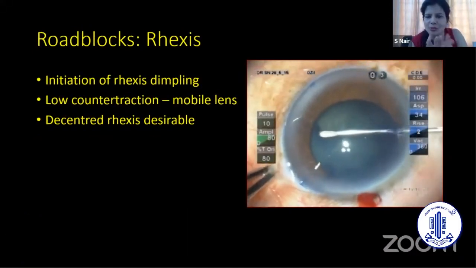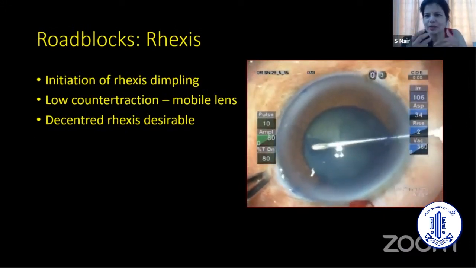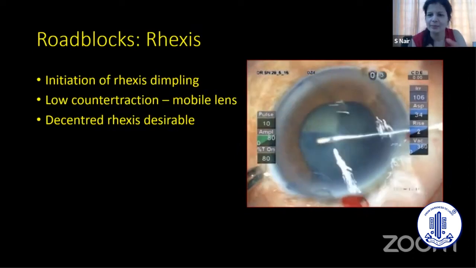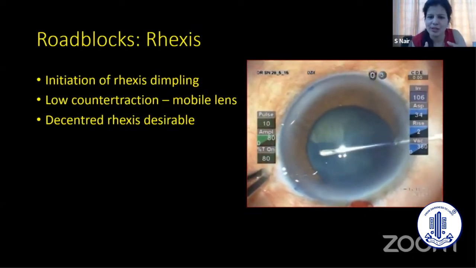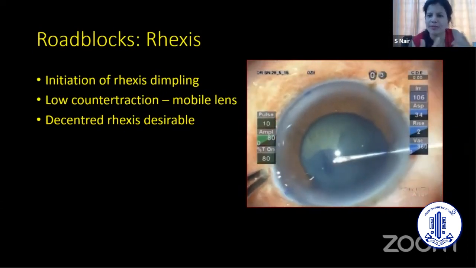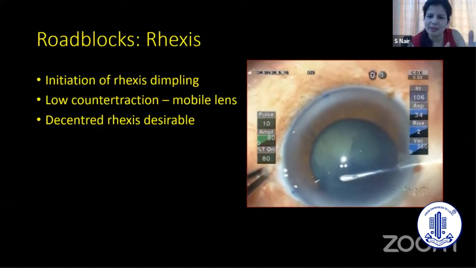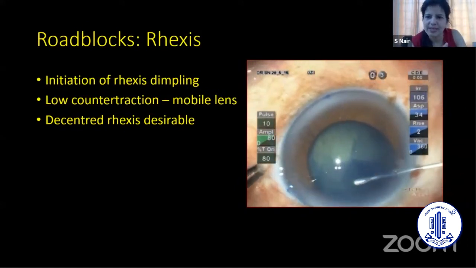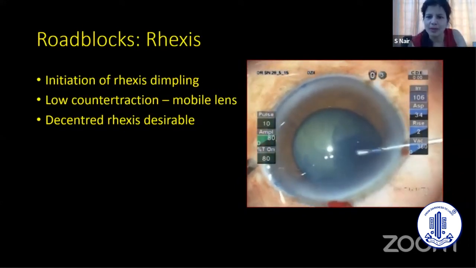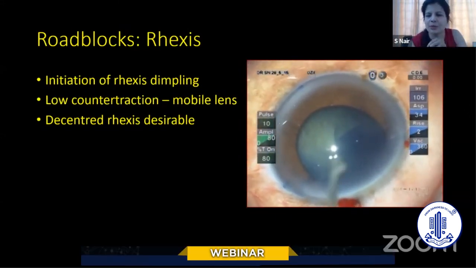So one of the major roadblocks is creation of the rhexis. You can see that there would be dimpling of the capsule even during the initiation of the rhexis. Secondly, because of the lack of traction and counter traction, which you need to make a good rhexis, it's always hard to pull the rhexis around. Another factor is that because there is some amount of subluxation displacing the lens from the center, we may not be able to put the pupil as the point of reference. Rather, the dislocated lens should be taken as point of reference.